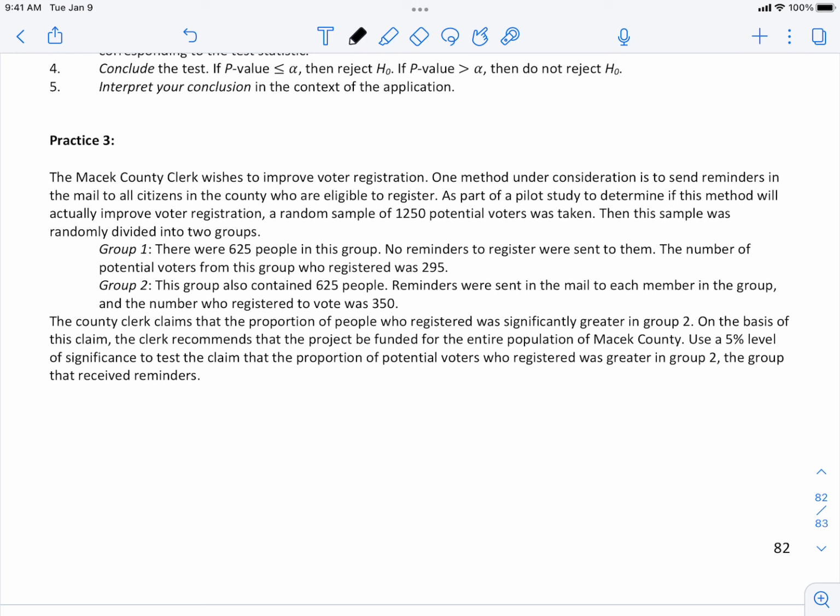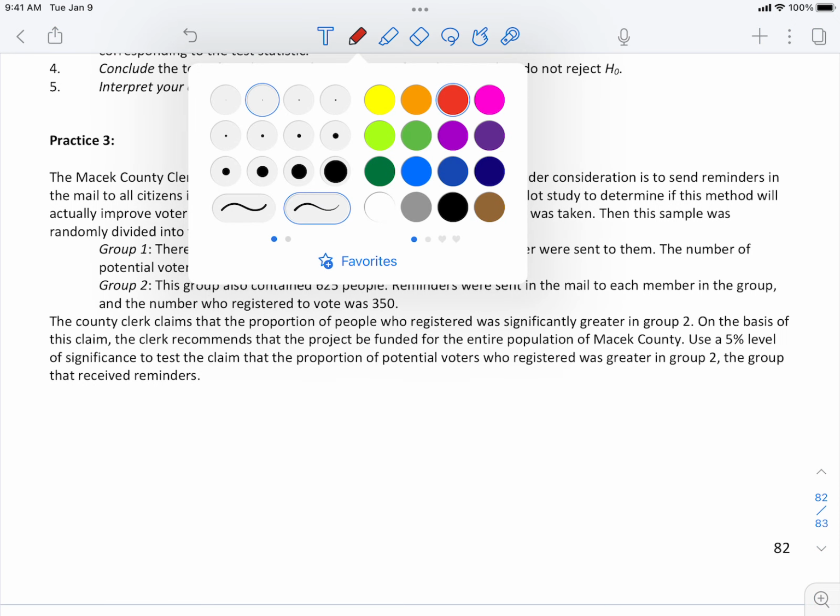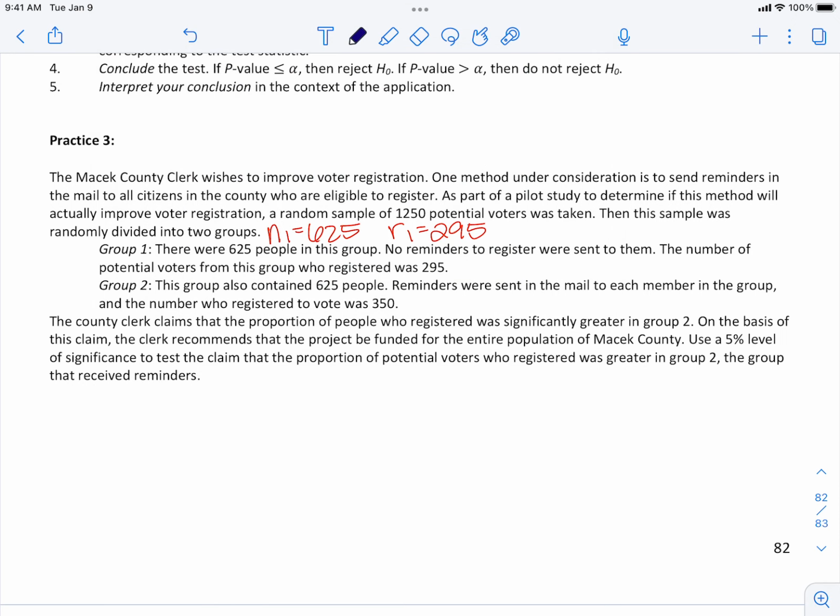So again, let's look at our important pieces of information. From Group 1, there were 625 people, so N1 is 625. And the number that registered, so our R1 is 295. For the second group, again, there were 625, so N2 is 625. The number who registered was 350, so R2 is 350. Some important keywords: we want to test the claim that the proportion of potential voters who registered was greater in Group 2, and it says use a 5% level of significance.